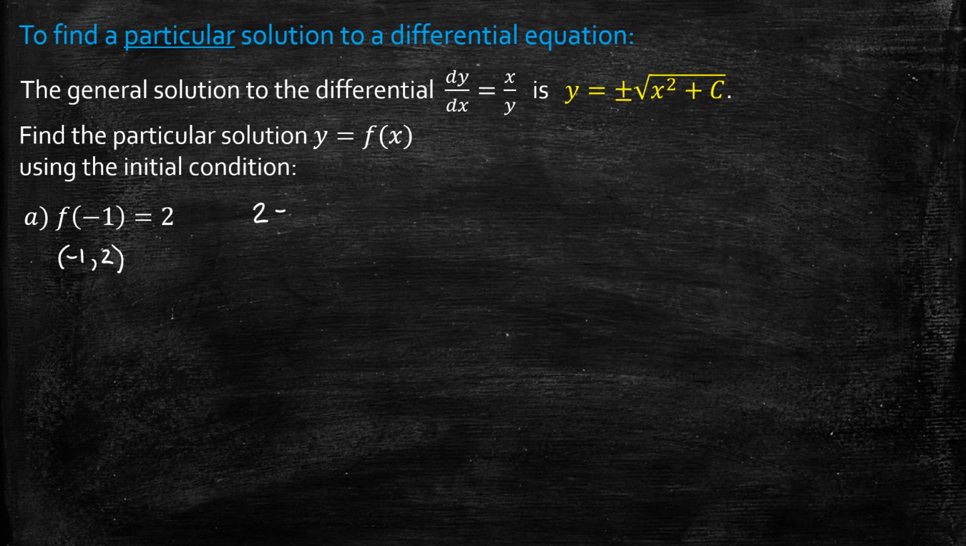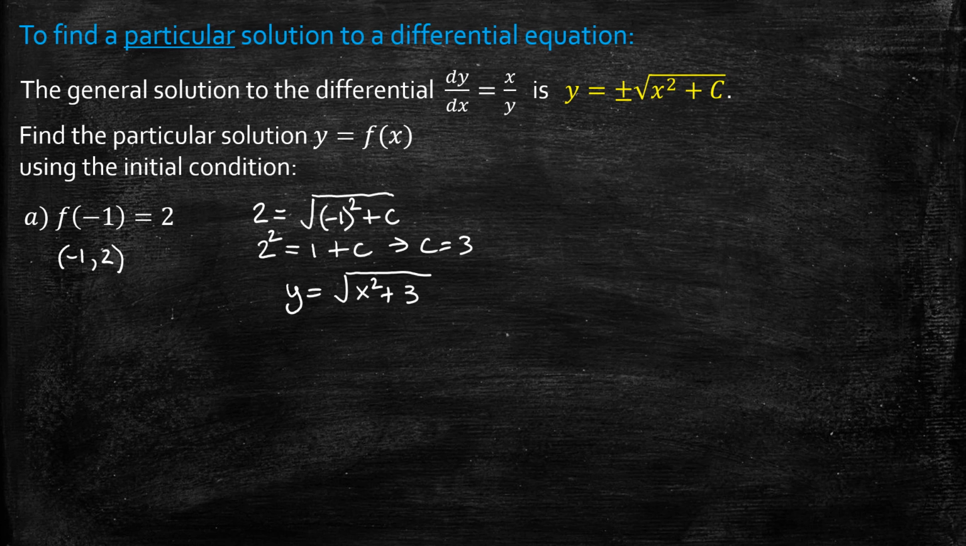So y is 2, and now 2 is a positive number, so I don't really need that negative in front of the radical if I know the output has to be positive. So I can plug in -1 for x plus c, and then I can solve. So I would get 2 equals square root of 1 plus c, so I can square both sides. 4 equals 1 plus c, and then that would give me c equals 3. So my particular solution then, knowing that it has to pass through a positive y value, would be this.